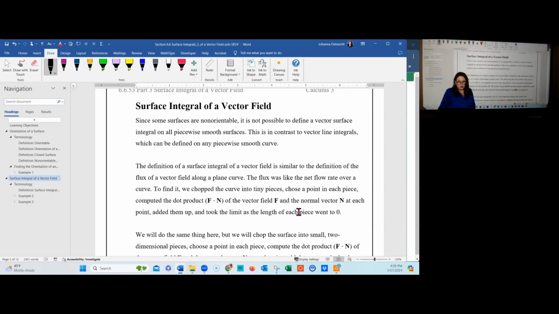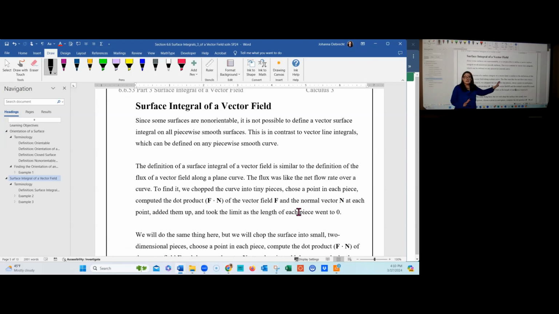As we mentioned earlier, since there are some surfaces that are not able to be oriented, it's not possible to define a vector surface integral on all surfaces. This is in contrast to a vector line integral, where it can always be defined. In this case, however, it is something that is very similar to computing the flux of a vector field along a plane curve. We want to do essentially the same steps.